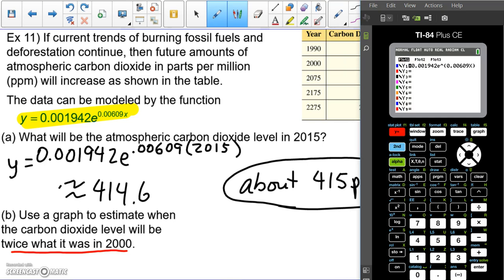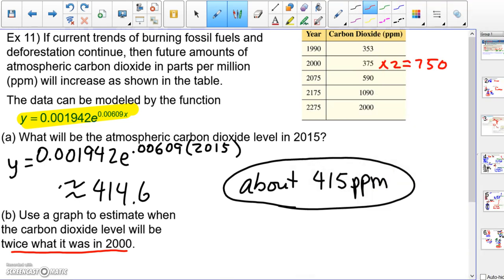So I've already got the equation typed in on my TI, and if you graph it, it's going to be hard for you because your window is probably not going to be set right. So you really have to look at this chart and the numbers, like the years between 1990 and 2275 and your carbon dioxide between 353 and 2000. And you kind of have to set the window so that those numbers are all going to show up.